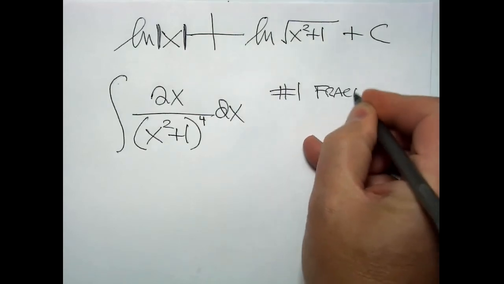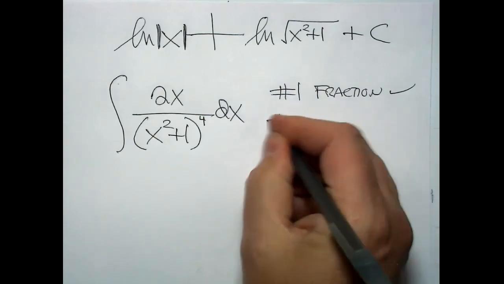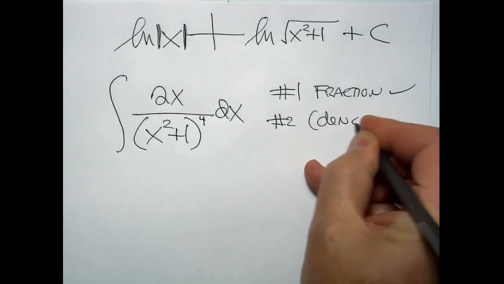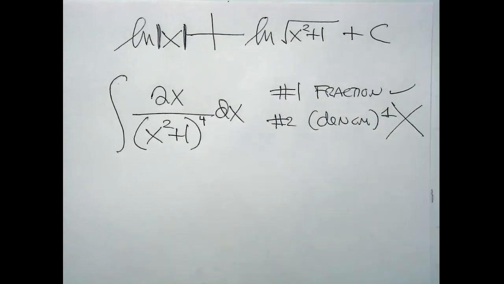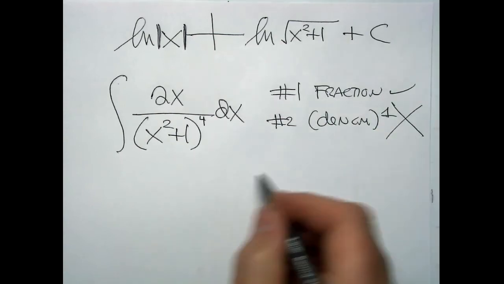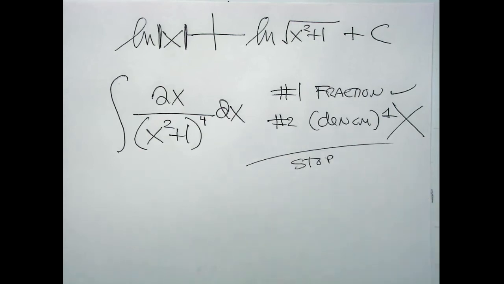Number 1, is this a fraction we're trying to integrate? Of course it is. We wouldn't be using this checklist otherwise. Number 2, is the denominator truly to the 1 power? No, it's not. So you can stop right there. I don't think we can go any further with the three-step checklist, and that leads me to believe that this probably is not a natural log. So, all right then, how do you solve it?